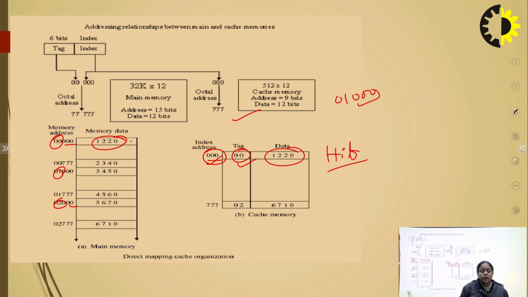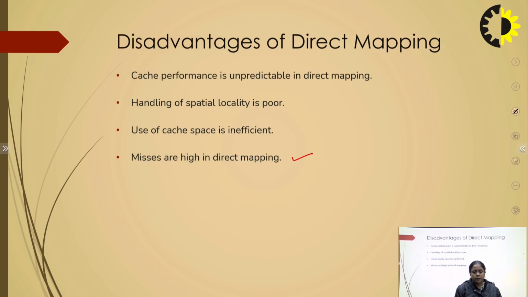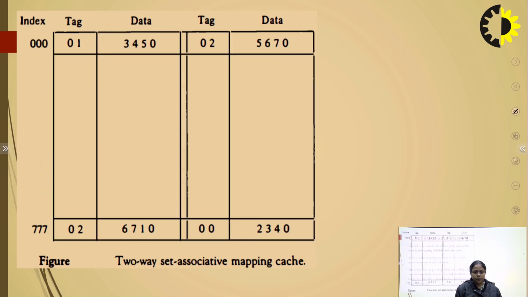So we will reduce this shortcoming of the scheme with the help of set associative memory, where we can store more than one tag value. You can see here that on the 00 index we have two tag values, 01 and 02. So if the CPU generates tag value 01, the data will be found, and if the tag value is 02, again the data will be found. So there is less chance of a miss, and more chance of hits.